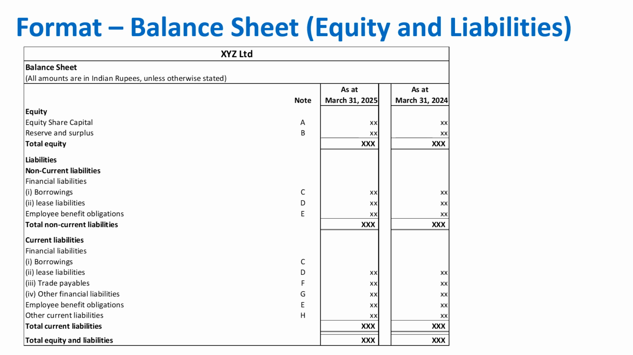Under non-current liabilities, you will have financial liabilities. Under that, you will have borrowings, lease liabilities. Then you will have employee benefit obligations. Under current liabilities, you will have financial liabilities again: borrowings, lease liabilities, trade payables, other financial liabilities, employee benefit obligation, and other current liabilities. I'll explain each and every line item in upcoming slides.